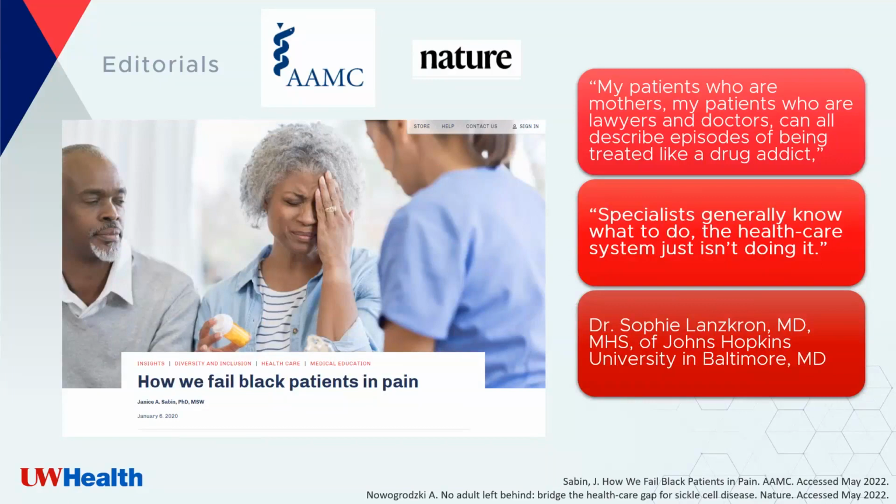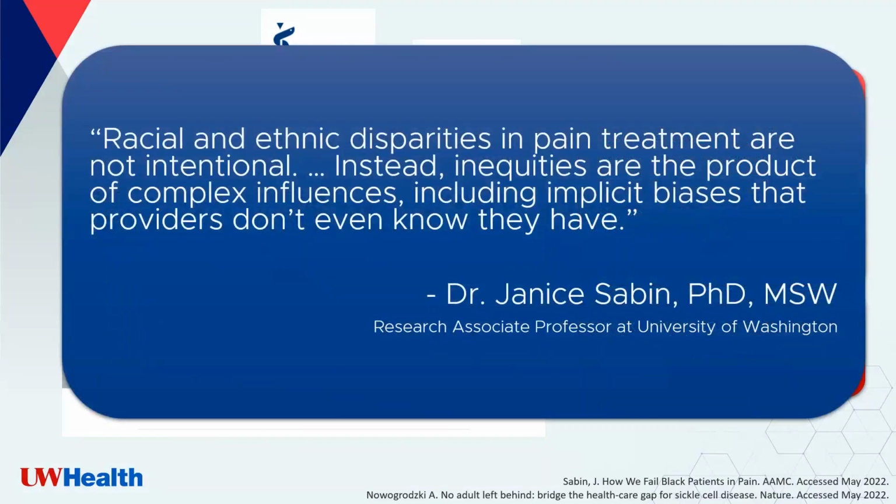And this editorial that was published by the AAMC really described how they feel we are failing Black patients. I wanted to leave us with a thought-provoking quote: racial and ethnic disparities in pain treatment are not intentional, right? We're not intentionally disregarding our patients, but instead, inequities are the product of complex influences, including implicit biases that providers don't even know they have.